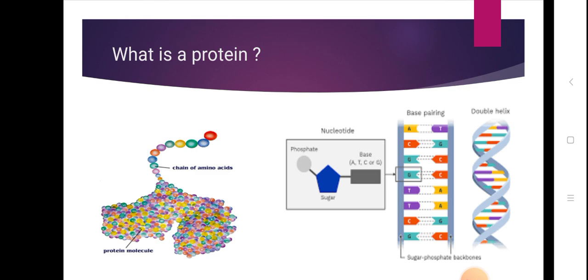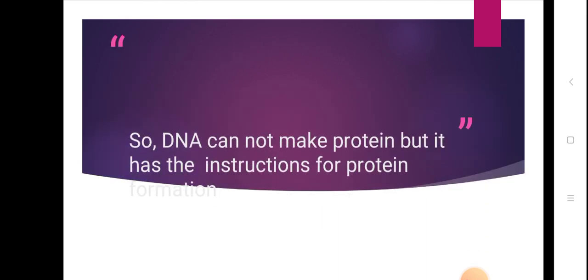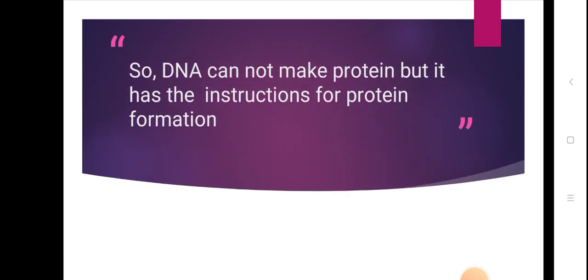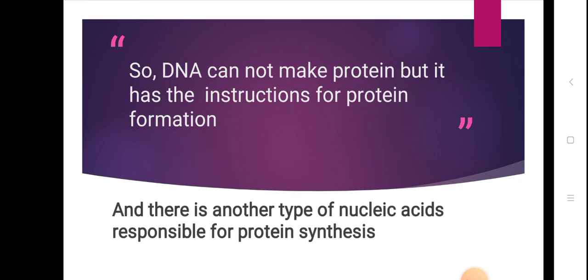But how are these nucleotides used in the formation of protein? DNA cannot make protein, but it has the instructions for how the protein formation process takes place. These instructions are carried on DNA. So what is the role of DNA in the protein formation? It has the instructions of protein formation only. But what is the type of nucleic acid that is used in the formation of protein? It is another type of nucleic acid that is called what? RNA.